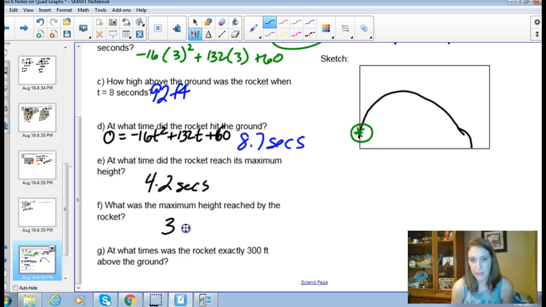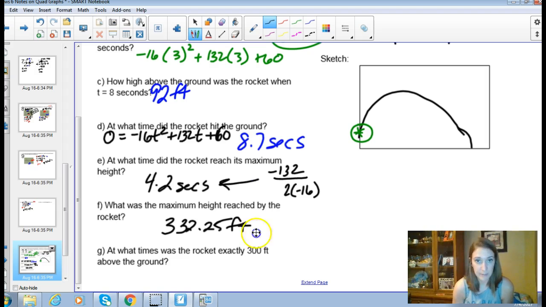We could have used algebraic formulas to find that. There's no harm in doing that. So we would have done negative b over 2a, and we would have ended up with approximately that. And then to find the height, we would have taken this value and plugged it into the formula. It might have not come out to exactly 332.25. It might have been something like 332.3 because of the rounding, but close enough.